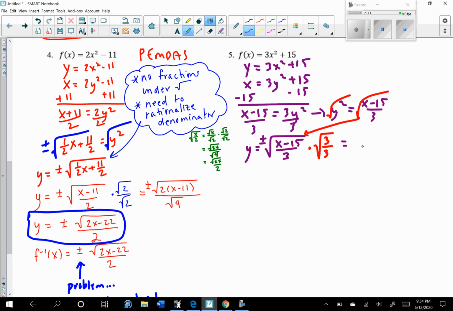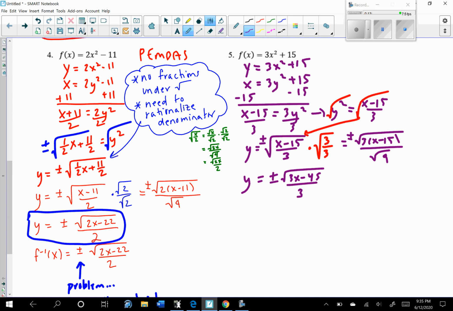So now if I rewrite this, we have the square root of 3 times x minus 15 over the square root of 3 times 3, which is 9 in my denominator. Don't forget that plus or minus. So y is equal to plus or minus. And then you want to distribute in your numerator. So this is the square root of 3x minus 45, and the square root of 9 is 3. So that got rid of the radical in my denominator.